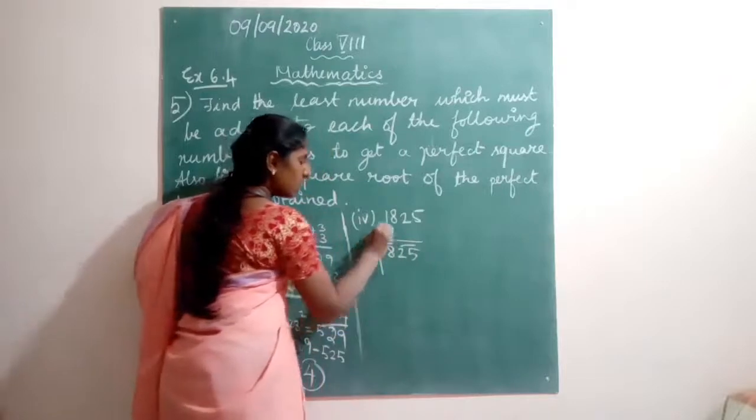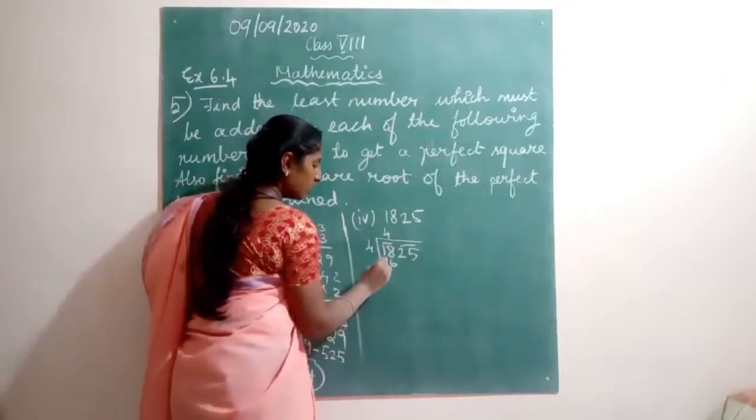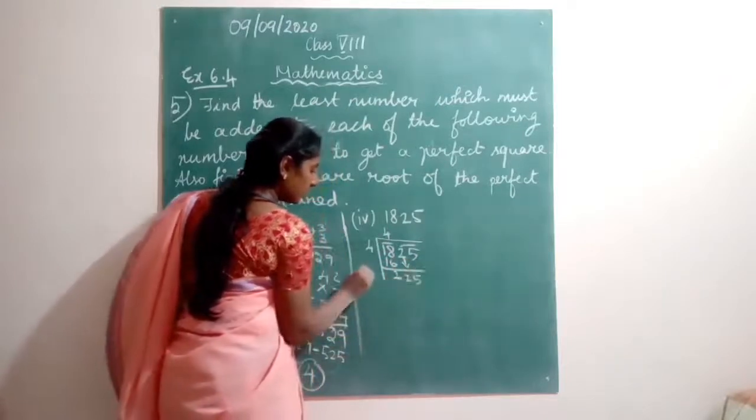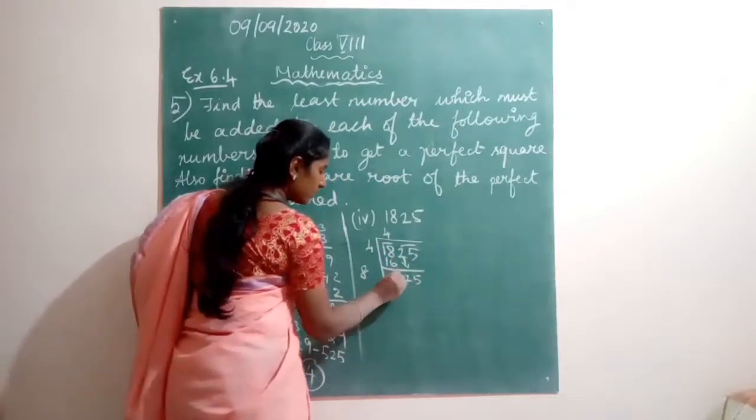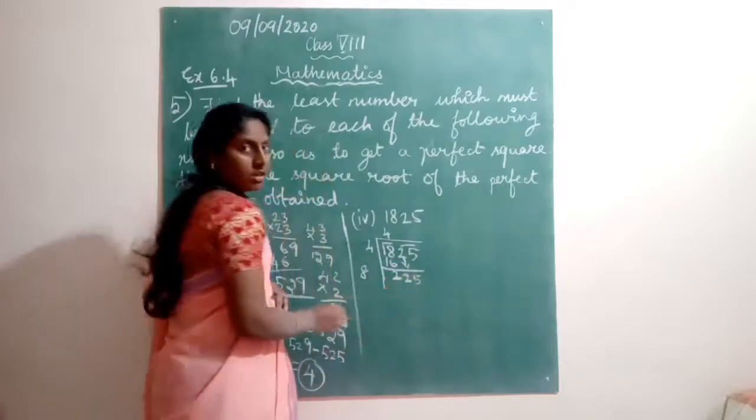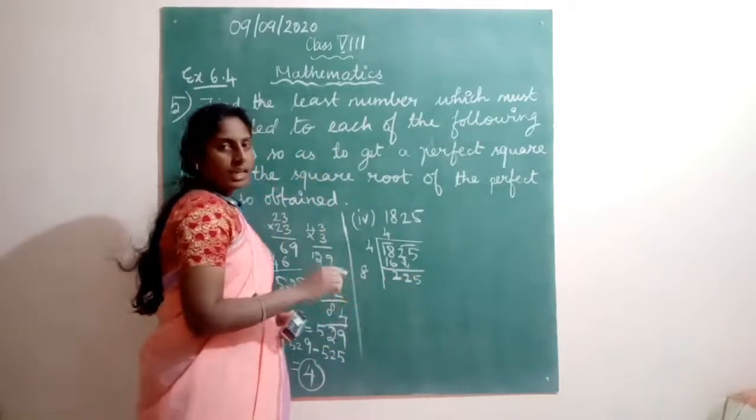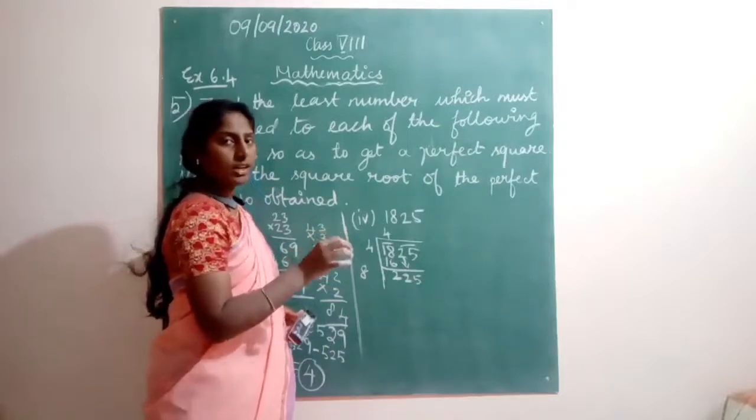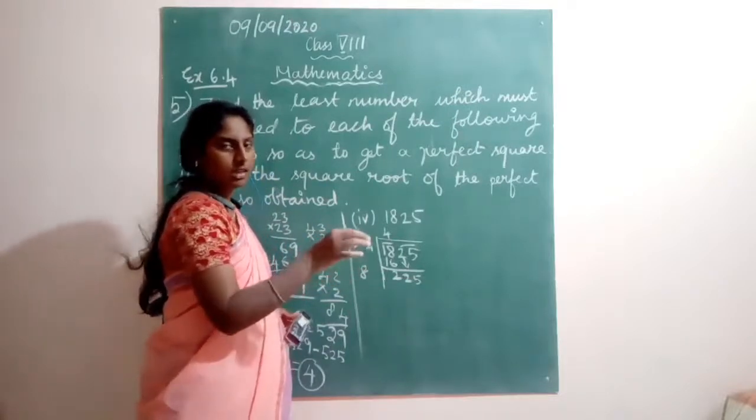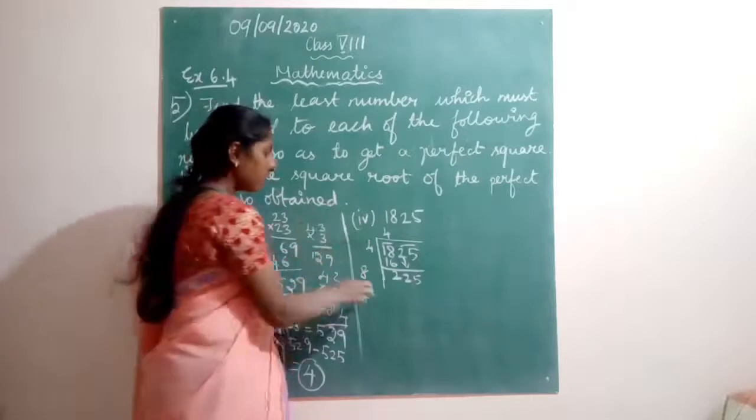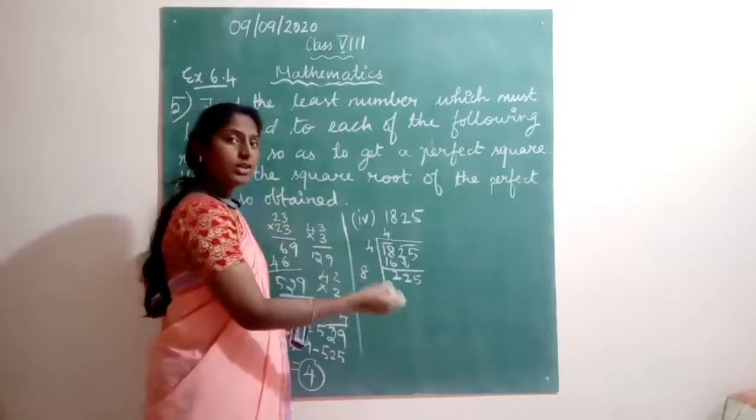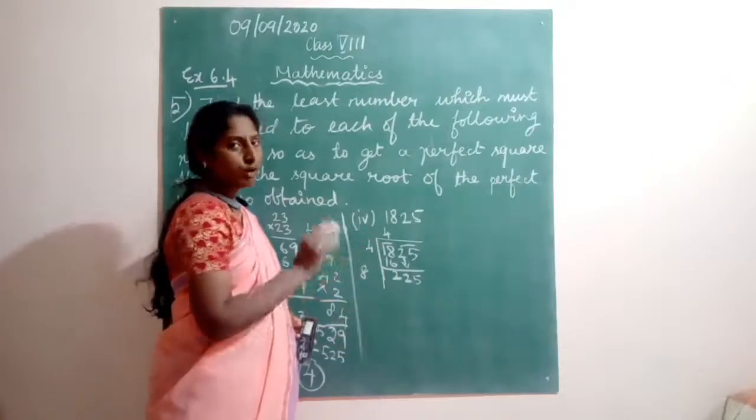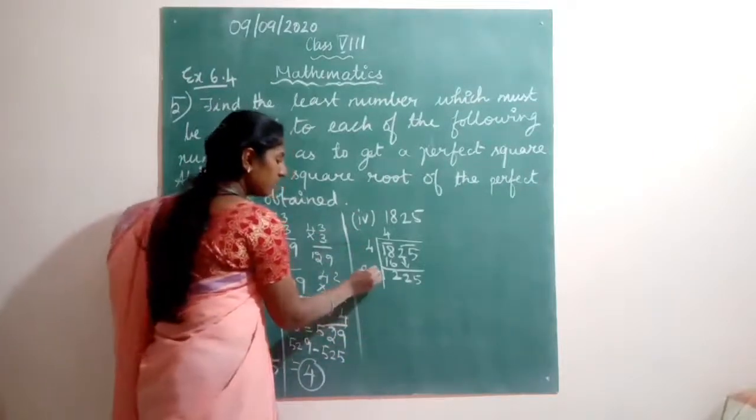4 4s are 16. 2 remaining. Bring down 25. So 8 you will write here. So 81 into 1 is 81. 82 into 2 is somewhere near 160 or 64 or something else. Next, 83 into 3 will be more than 240. So you can write here, yes or no?